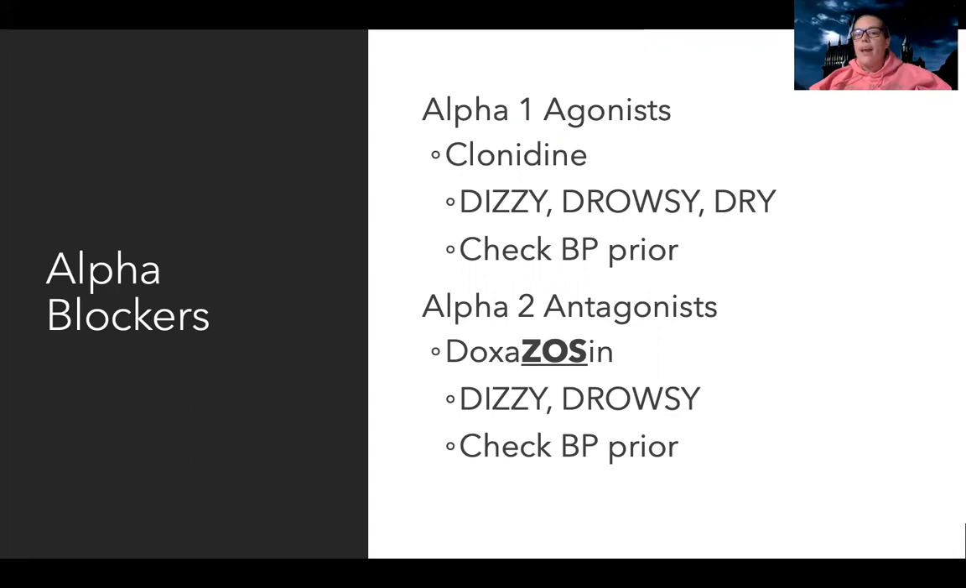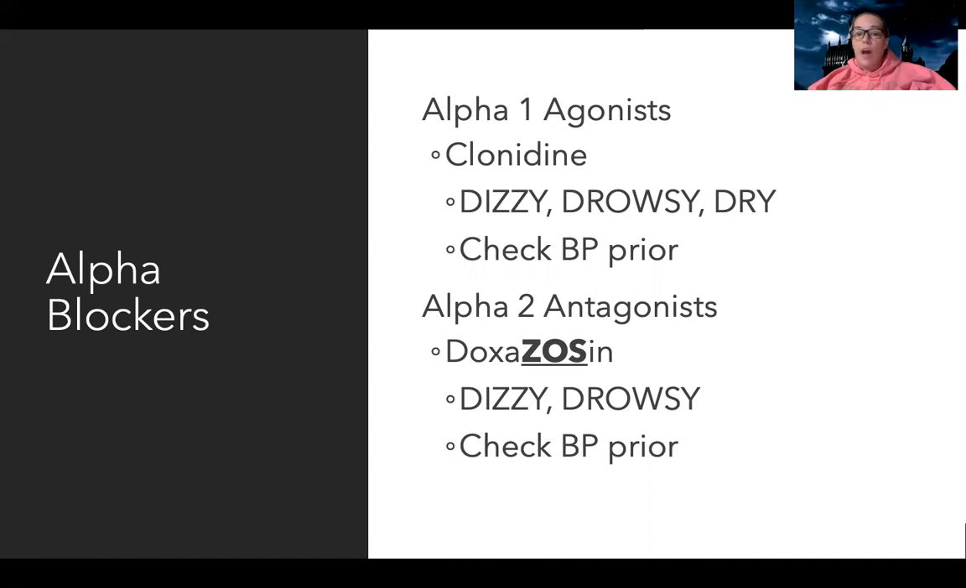So alpha 1 agonists are going to be like clonidine. And I have the 3 Ds to remember for side effects. It makes you dizzy, like orthostatic hypotension. It makes you drowsy, and it makes your mouth dry. So a lot of times we tell them to suck on a lozenge or chew on some gum to help with that dryness. And we're going to want to check their blood pressure prior.